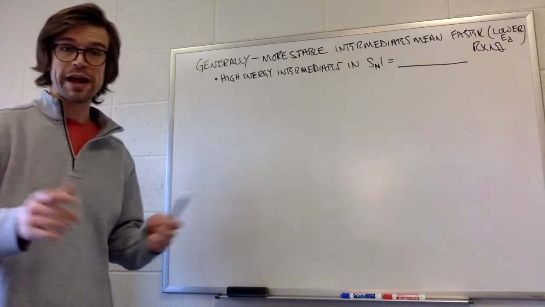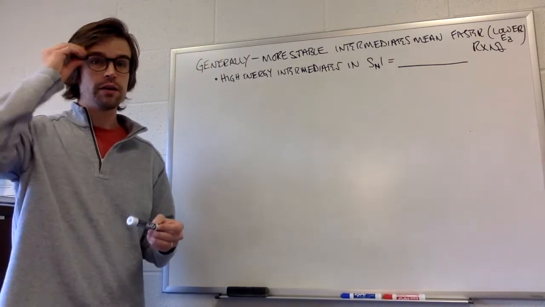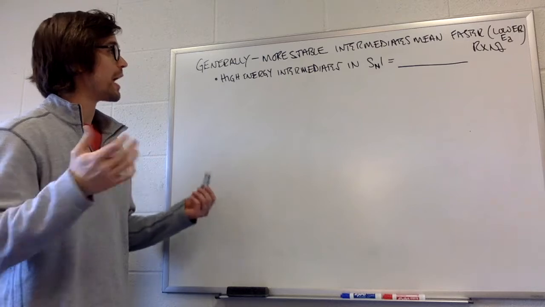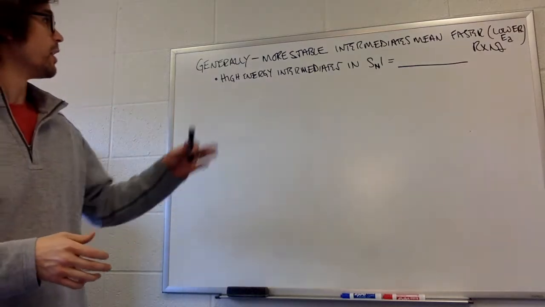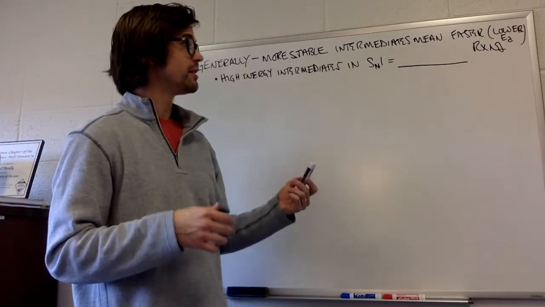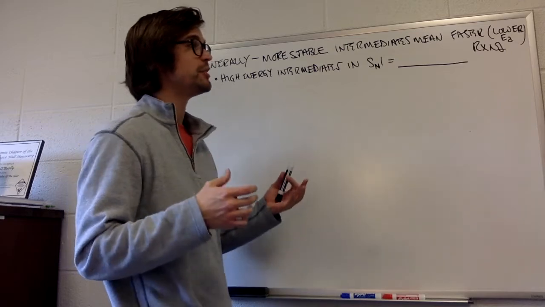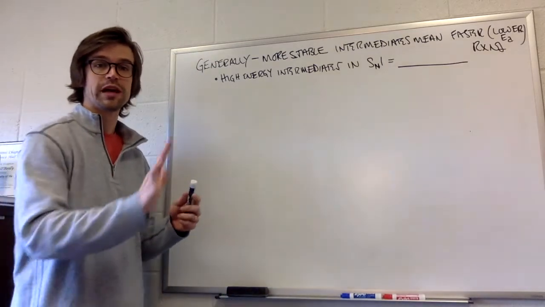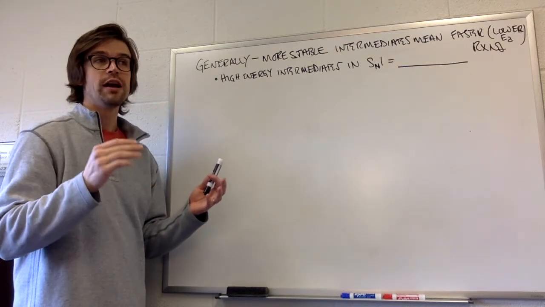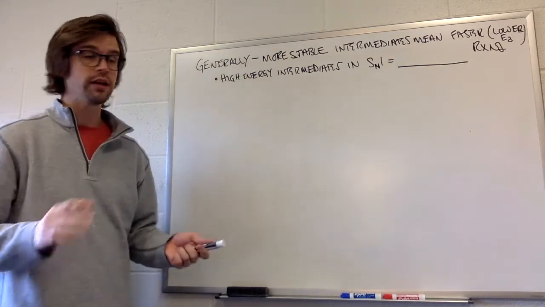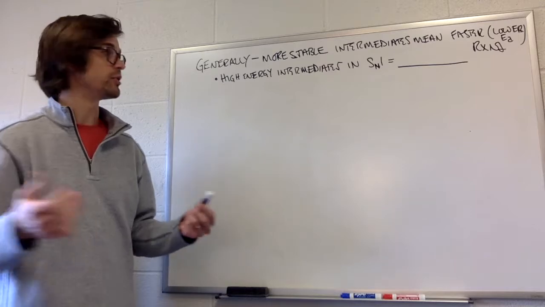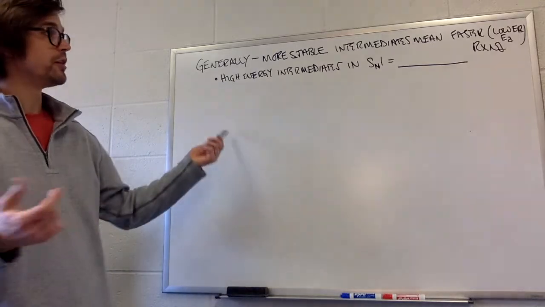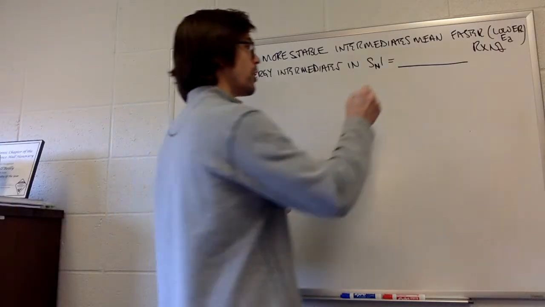All right, so SN1 reactions have a carbocation intermediate, and a more stable intermediate generally leads to a faster reaction. So we have a lower energy intermediate. It's going to have a lower energy of activation to get there usually, and that would mean a faster reaction. And the high energy intermediate in SN1 is that carbocation.